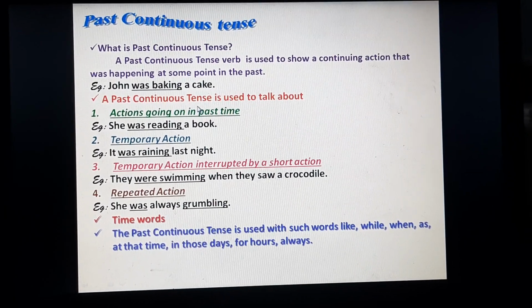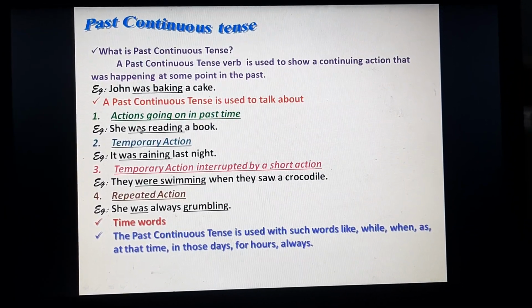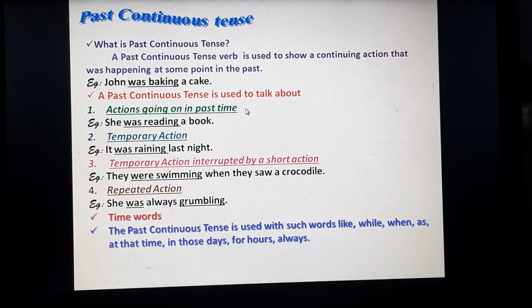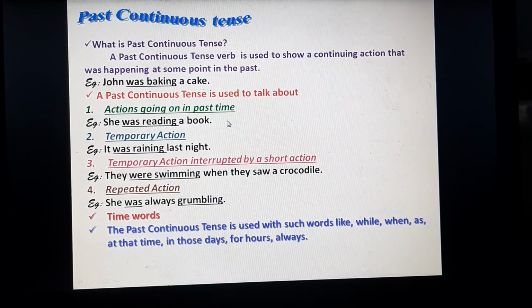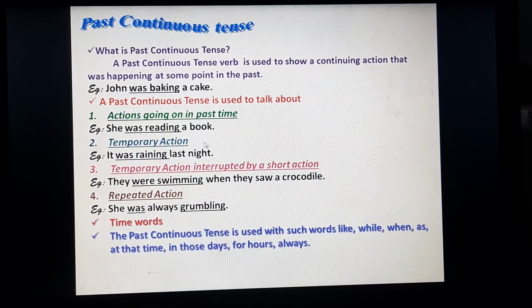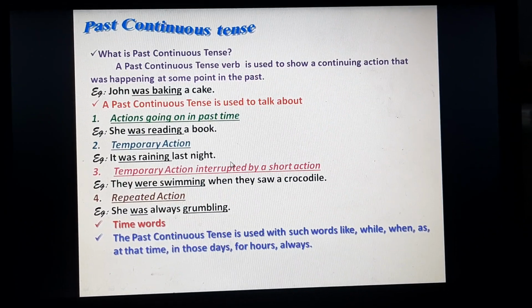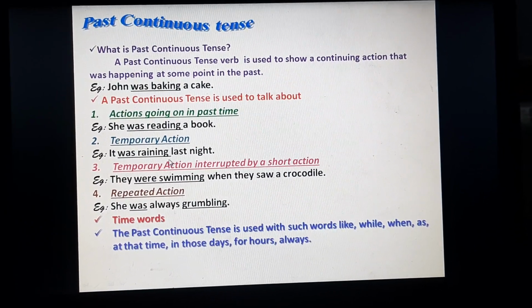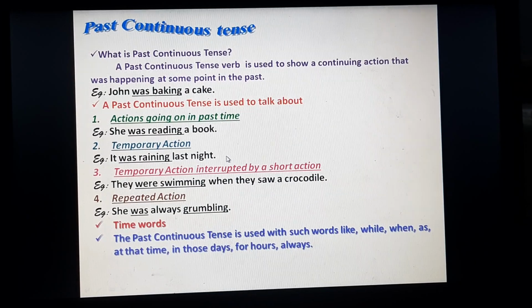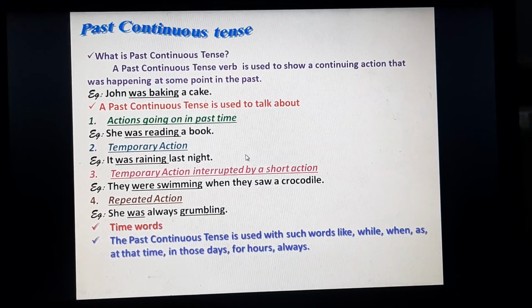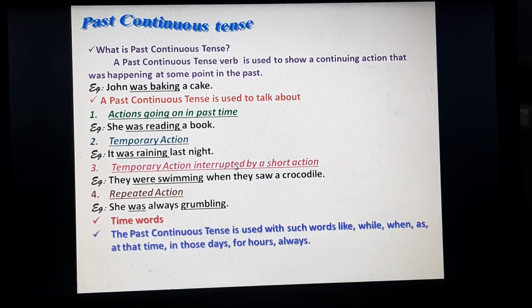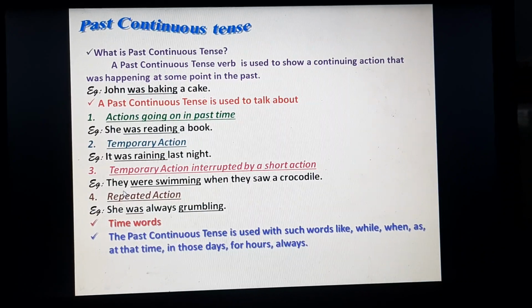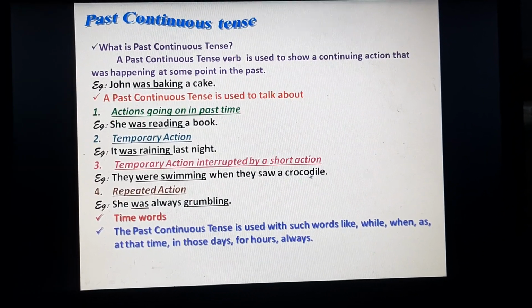A past continuous verb is used to talk about actions going on in past time, like she was reading a book. Temporary action, it was raining last night. Now was raining is past continuous, but the action took place for a short time. Temporary action interrupted by a short action. They were swimming when they saw a crocodile.